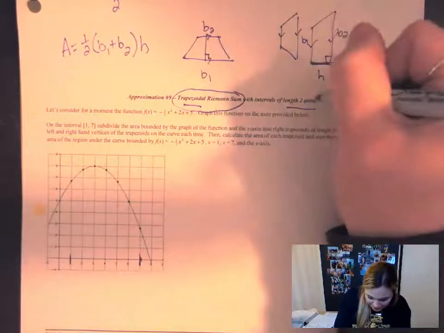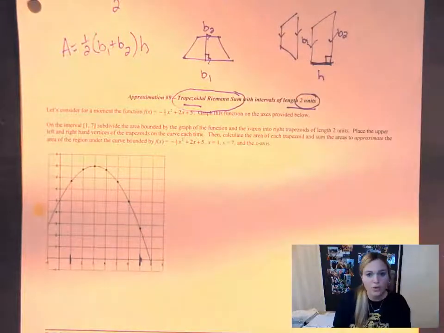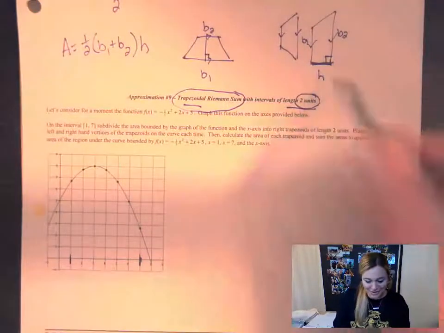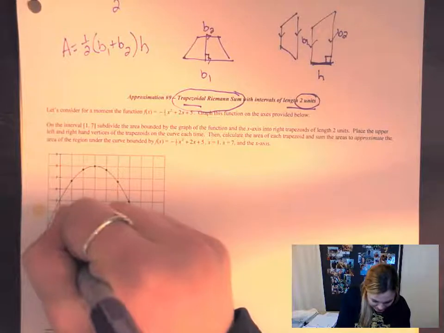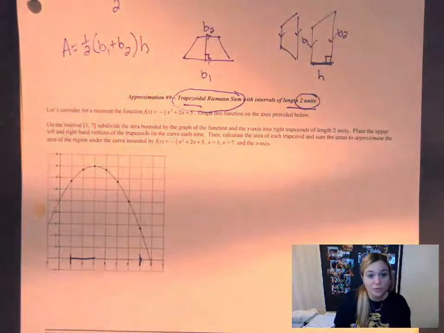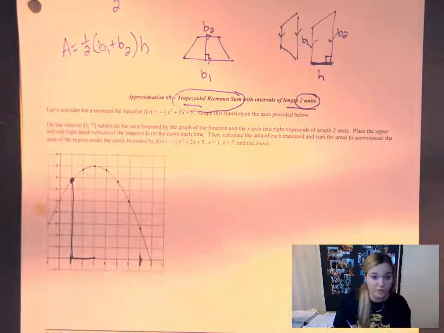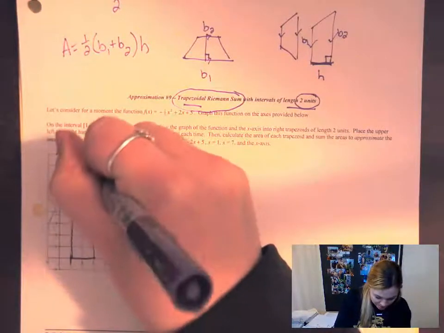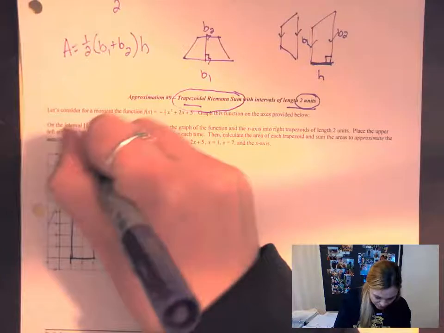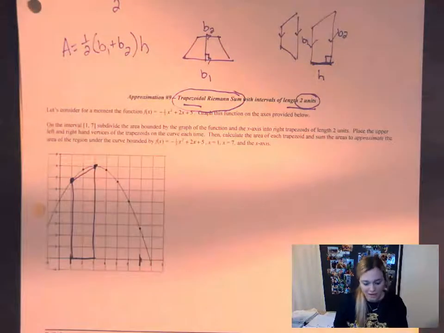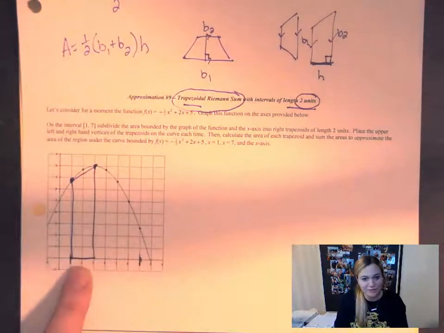This has a length of 2 units, or in this case, it's my height. My h is 2 units, but I'm going to say it's from here to here. When you make a trapezoid, it goes the entire way up to wherever the function is. Same thing at 3. And here's one of them. I'm going to just leave it right there and find the area of just that one.